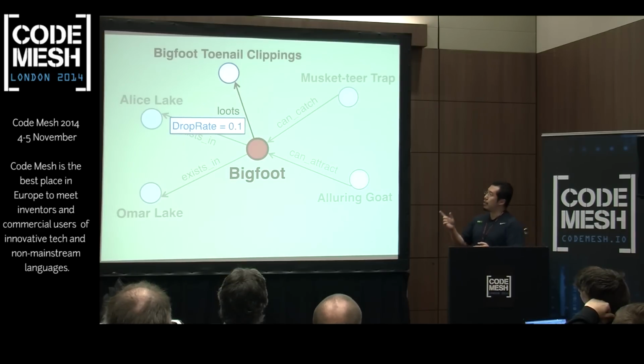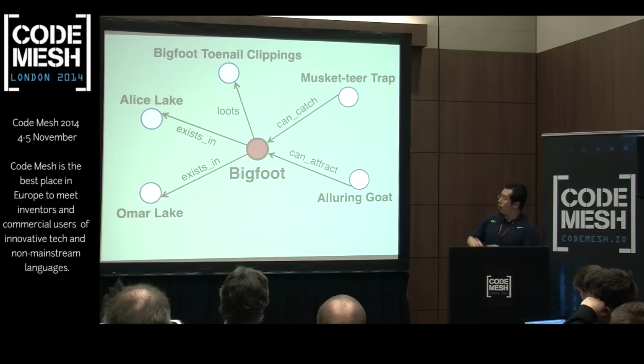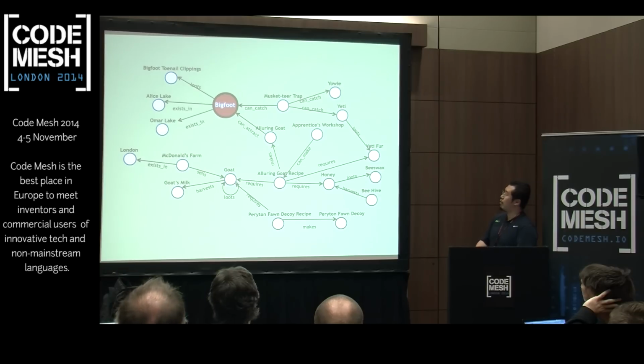Since Bigfoot drops the toenail clipping as loot, we also need to remember the loot drop chance for that loot relationship, you see. And all the relationships here are directed as well, and if you extend this graph to include other related nodes, you start to bring other monsters and traps, as well as other items, into the view. And from here, you can see that Bigfoot can be caught by using the musketeer trap, which can also catch the Yowie and the Yeti.